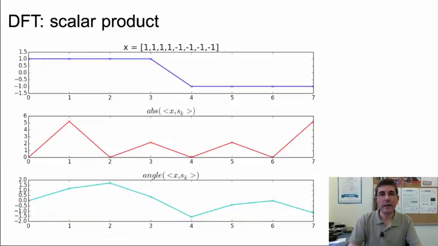Let's do that with a bigger signal. So this is an example of the scalar operation of a simple signal. It has 8 samples. The first 4 are ones and the last 4 are minus ones. So this would be like a rectangular kind of signal. If we compute the DFT, or the scalar product, between this x signal and the 8 complex sine waves that we had seen in the previous slides, the result will be this one.